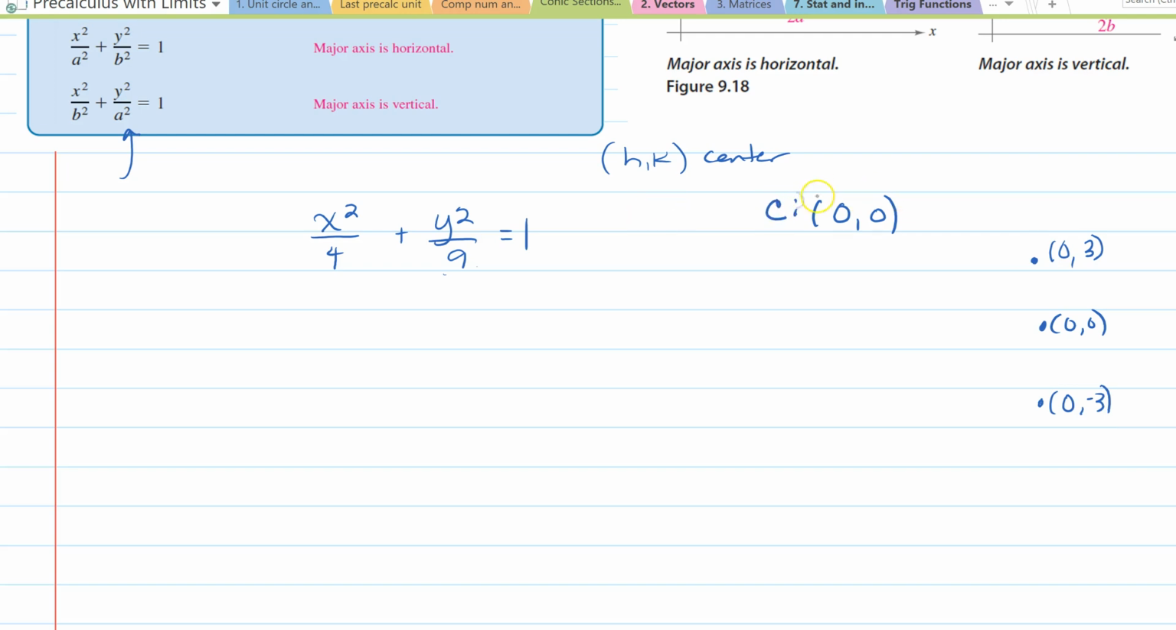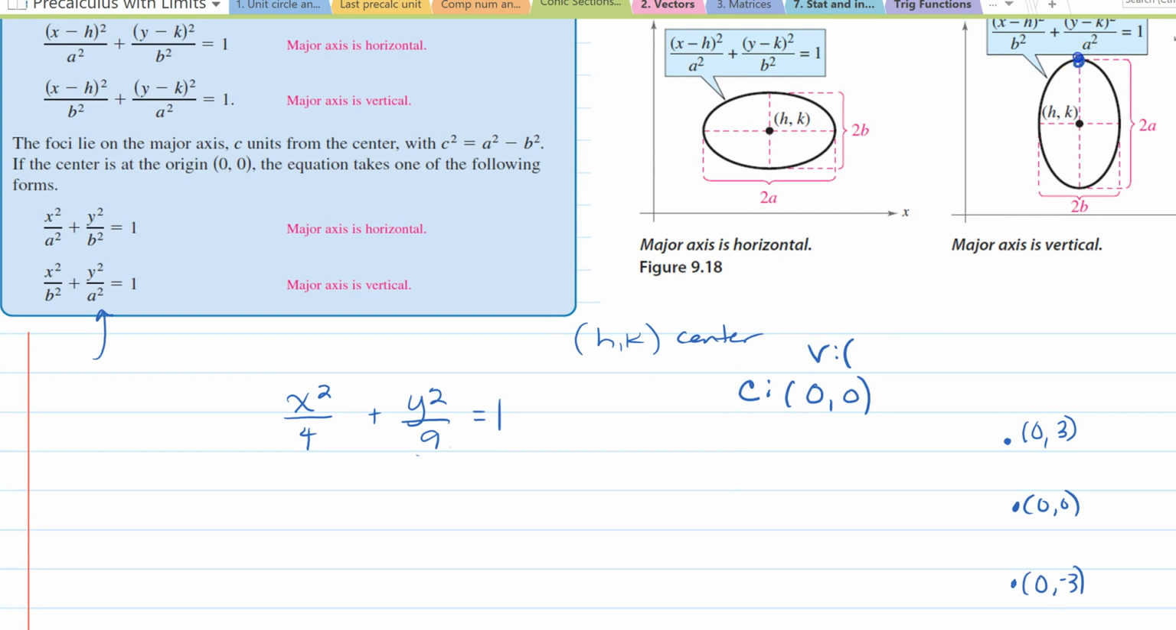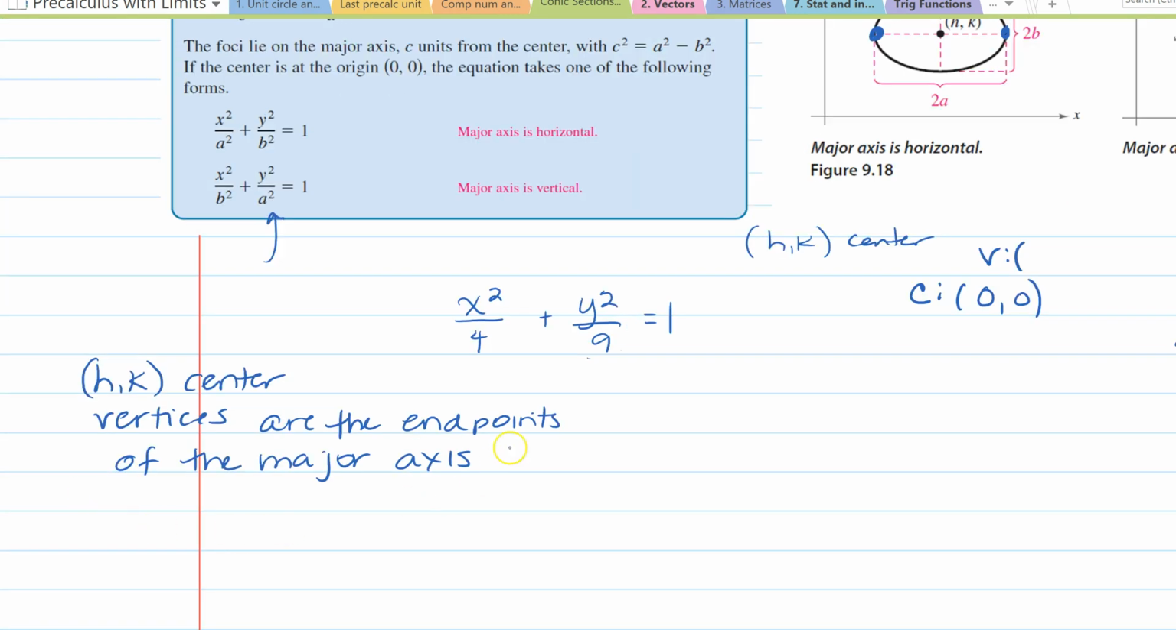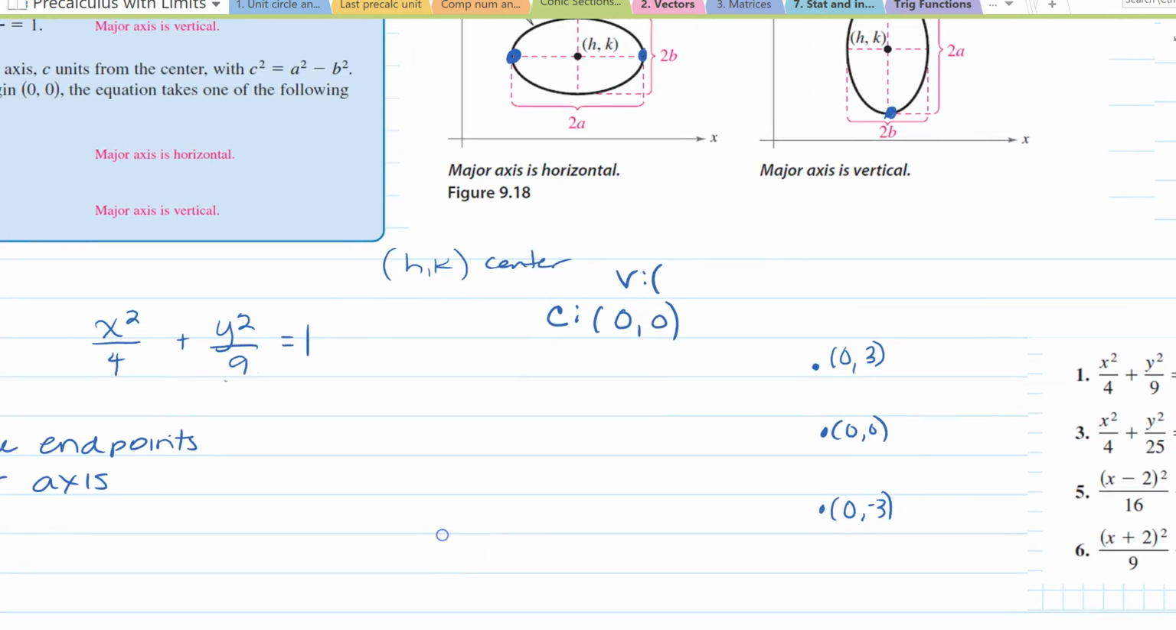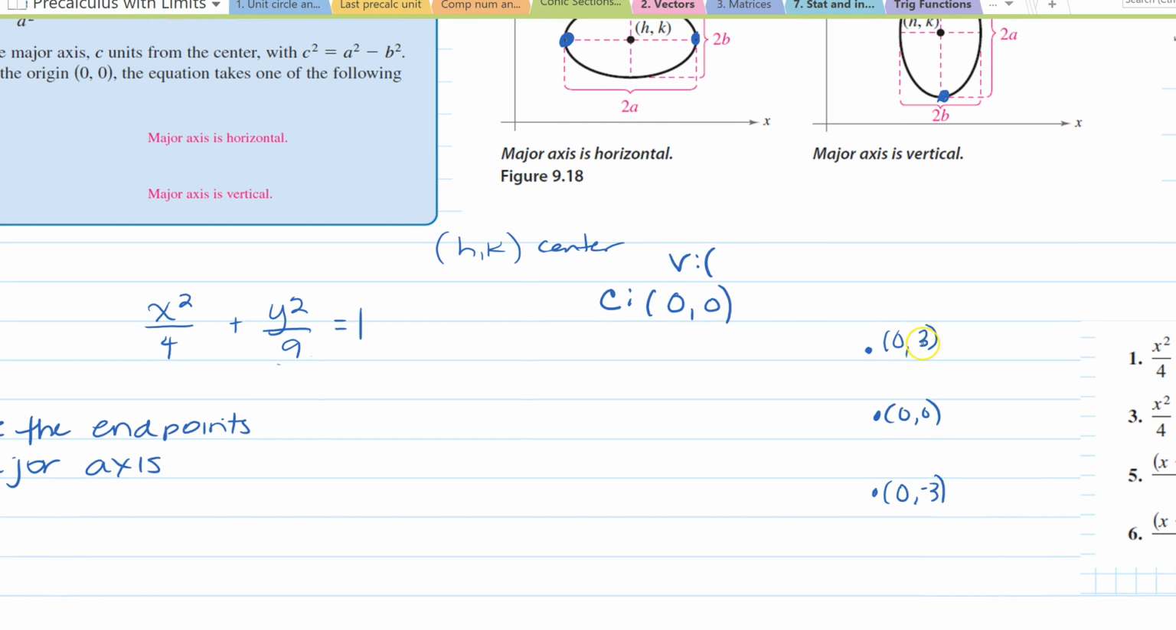So if this is my center, my vertices are at the end, like here's a vertex here, here's a vertex here, here's one here, here's one here. So add this to your notes right here. The HK is your center, and the vertices are the endpoints of the major axis. So here's my vertices, which is 0, 3, 0, negative 3.